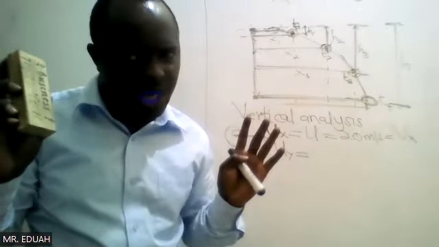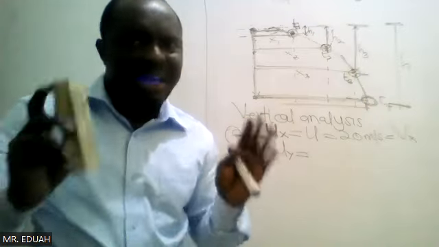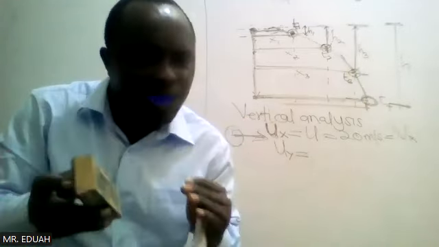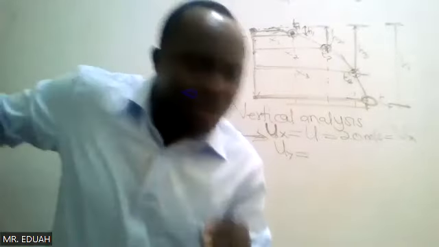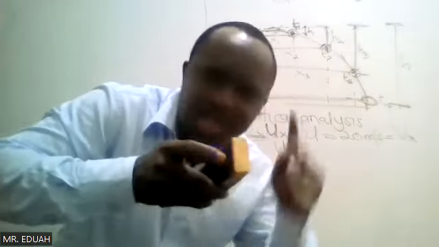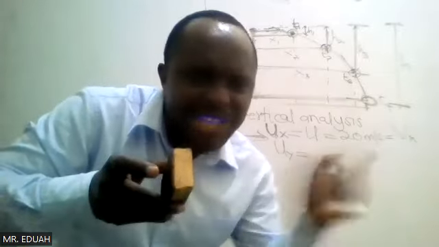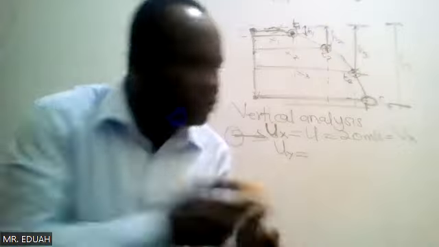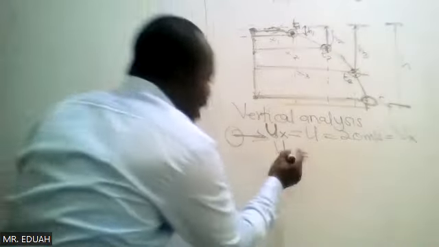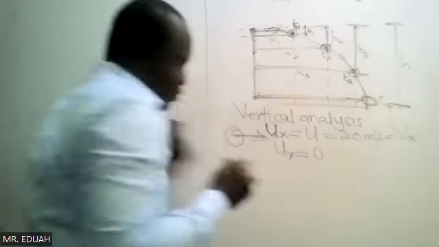Please, class, are you okay? It is 0 because at the point of throw, the direction of throw is 100% horizontal, so the velocity has no component vertically. So for Uy, we say this is 0.